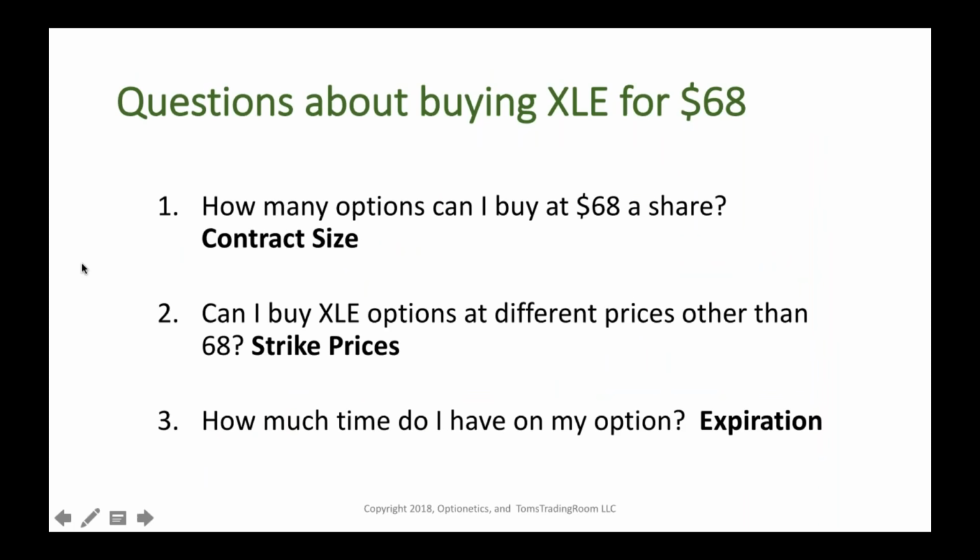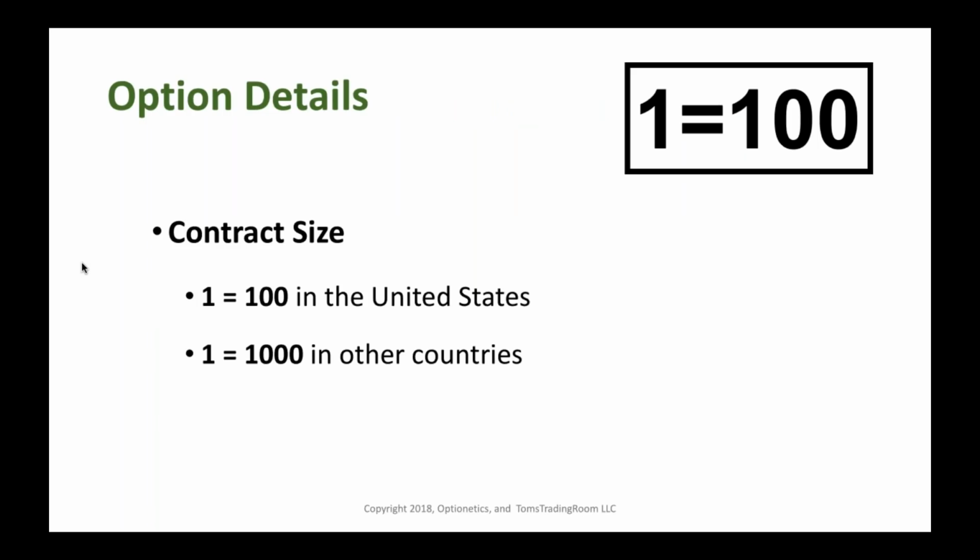Now, I can buy options on XLE. So some of the questions that those of you that are brand new have got to be asking is, how many options can I buy at $68 a share? Well, that's called your contract size. I'm going to get into that. Can I buy XLE options at different prices other than 68? Yes, they're called strike prices. I'll get into that. How much time do I have on my option? That's called your options expiration date. I will cover that third. First, option details. All right.